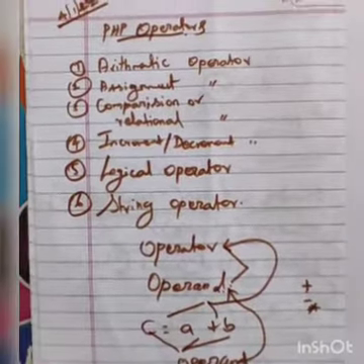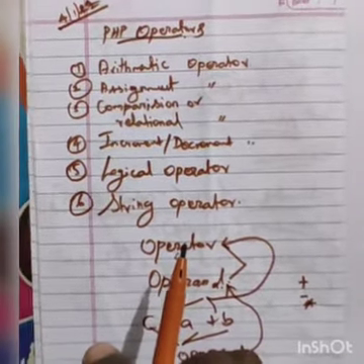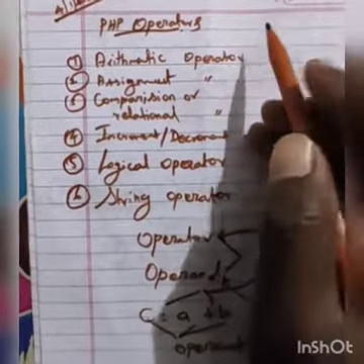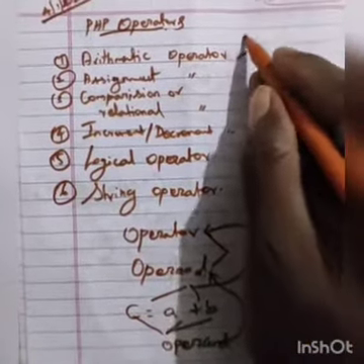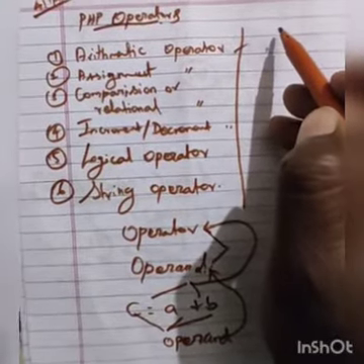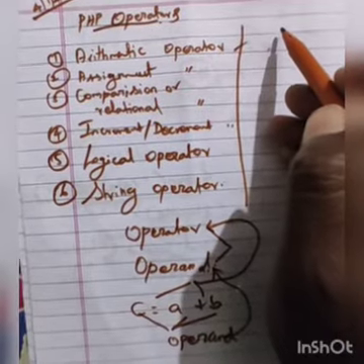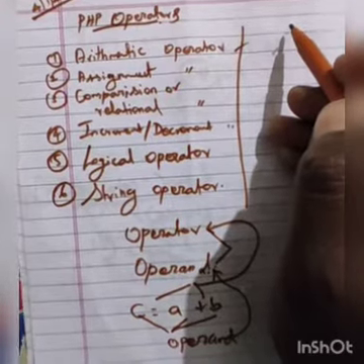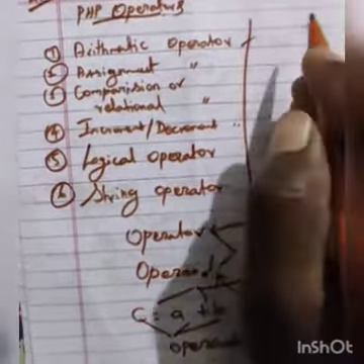Okay, now I will teach you one by one. I will discuss each operator, so listen carefully. Okay, good. See here, the first PHP operator is the arithmetic operator. What does arithmetic operator mean? Each and every mathematical operation, addition, subtraction, division, then multiplication, is executed by the arithmetic operator.